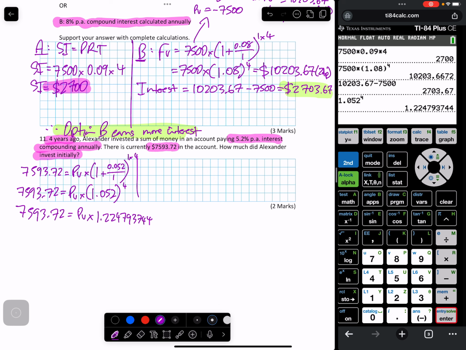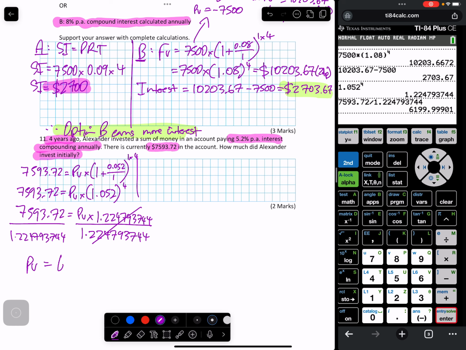1.224793744. The opposite of timesing by that hugely long number is dividing by it. But I have to do that on both sides. 1.224793744, that's going to cancel out that number. So PV is going to be whatever 7593.72 divided by 1.224793744 is. It's going to be 6199.9. Well, that's just going to round to $6,200. $6,200.00 to 2 decimal points.